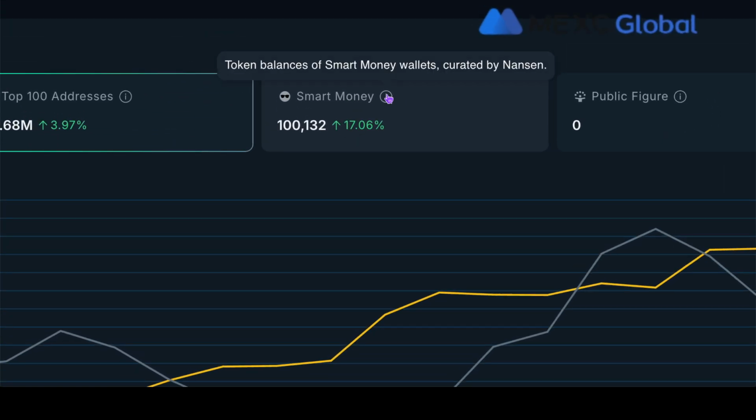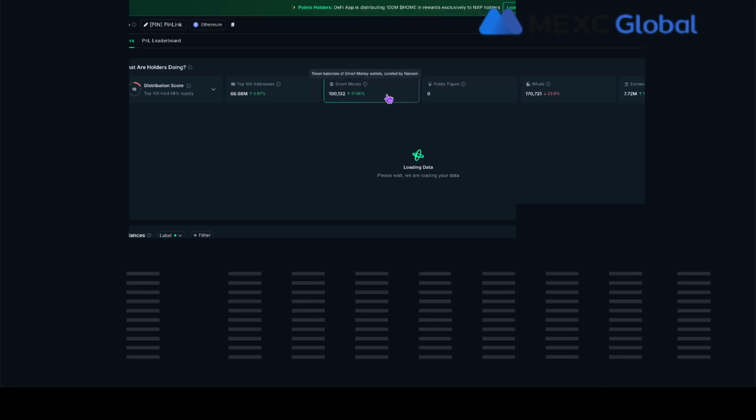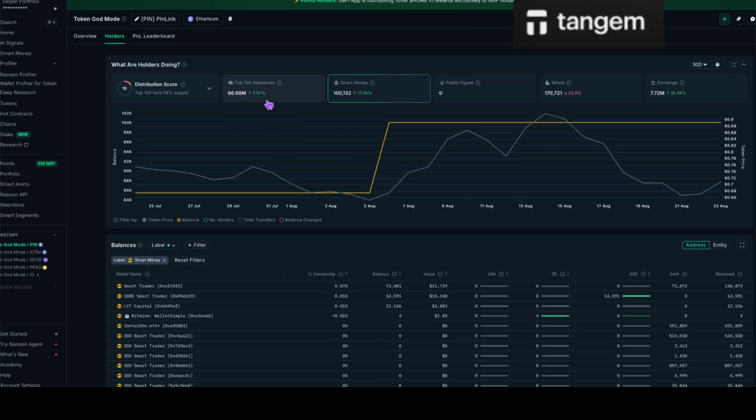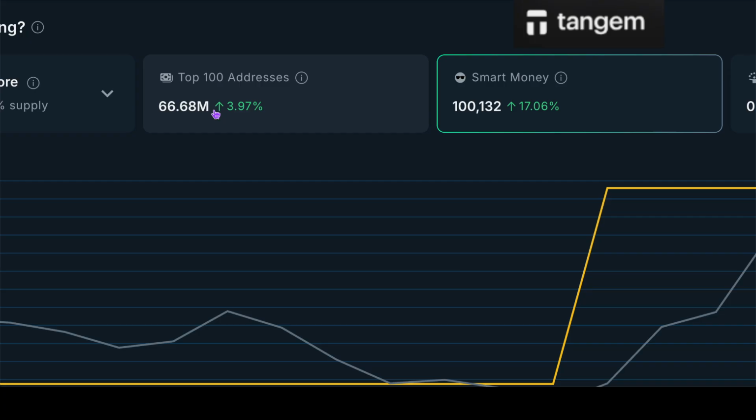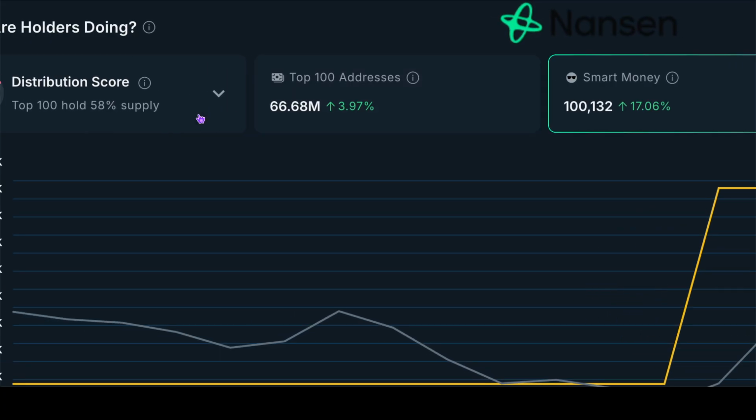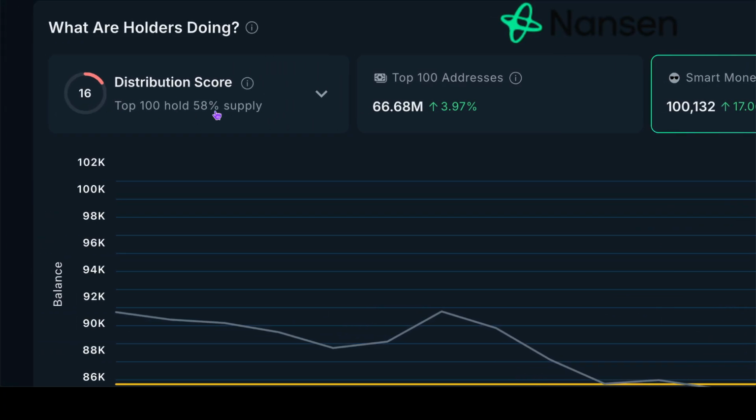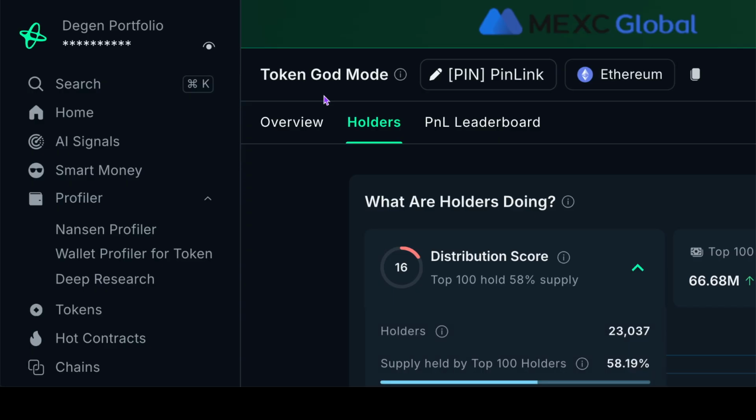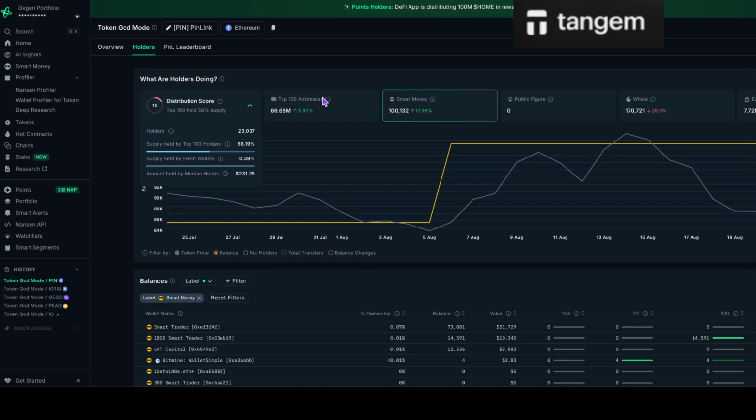17% because people are tracking Becker's wallet. Excellent for the token, right? Holders: the top 100 holders are up significantly. Distribution score is 16, better than some of the others. Top 100 hold 58% of the supply, so that makes it centralized, right?